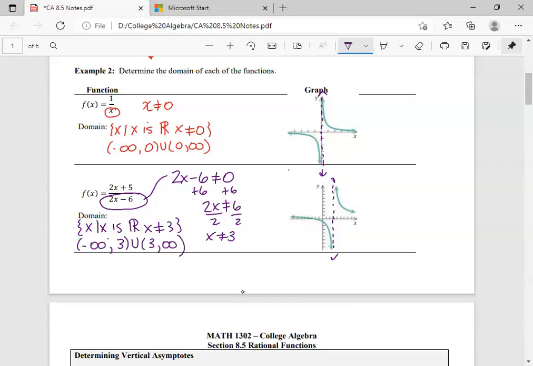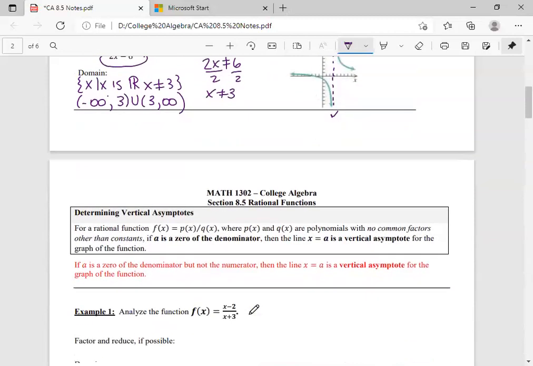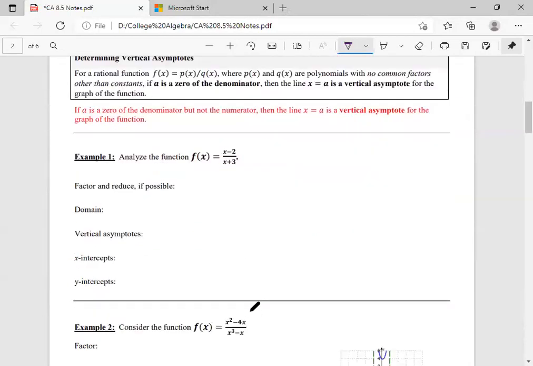Okay, so that's really all we've talked about so far. And in 5.1, we really talked about what the domain could be and what it couldn't be. And this goes into why that is. Well, we're going to have a split in the graph right there. There's going to be a vertical asymptote. It says if a is a 0 of the denominator, both of these say the same thing, but it's a little bit clearer here. If a is a 0 of the denominator, but not the numerator, then the line x equals a is a vertical asymptote for the graph of the function.